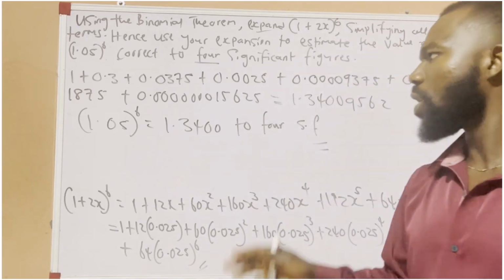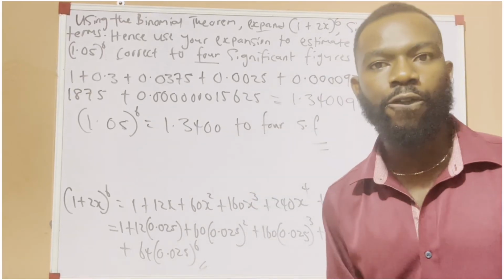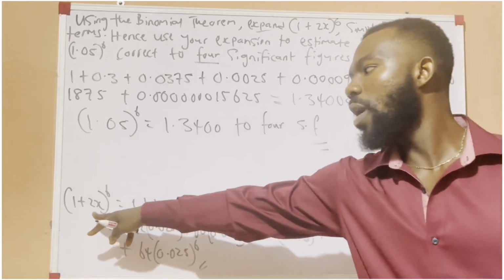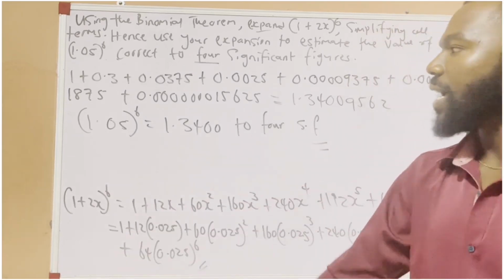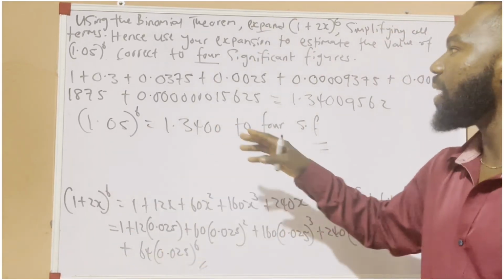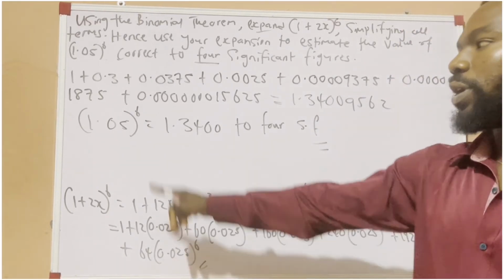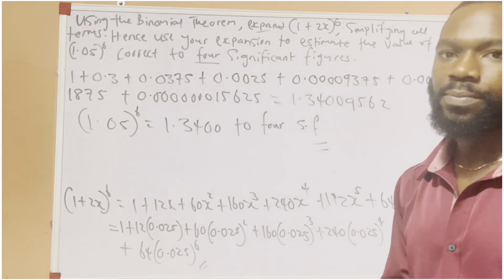So I believe you understood how we use Pascal triangle first to get our coefficients, and then how we expanded 1 plus 2x raised to the power of 6, and then how we got the value for x, and then how we substituted the value for x in the expanded form, and then we got our answer.